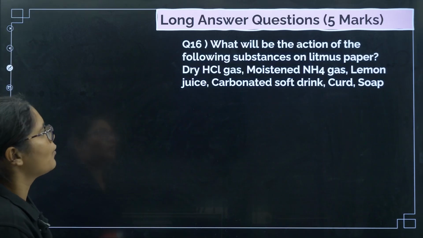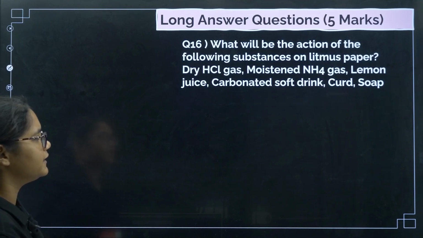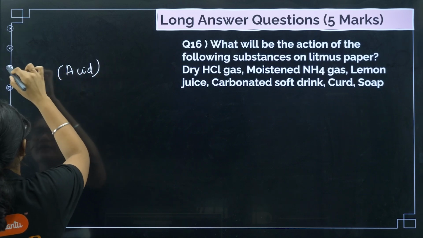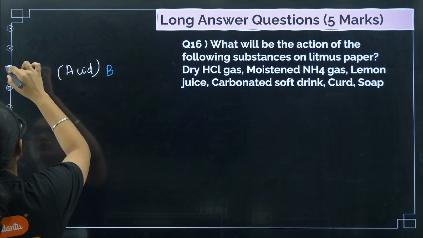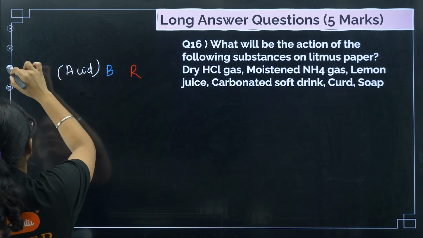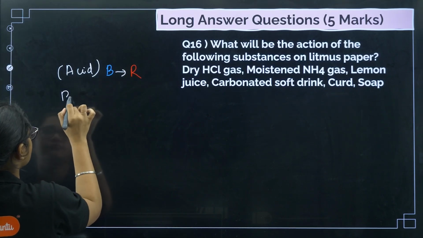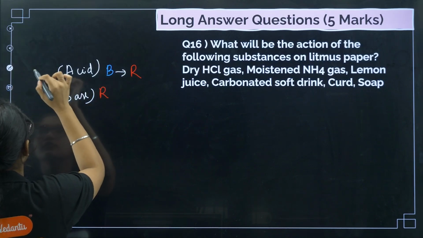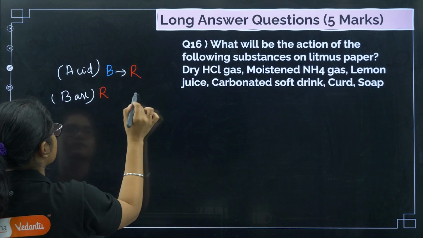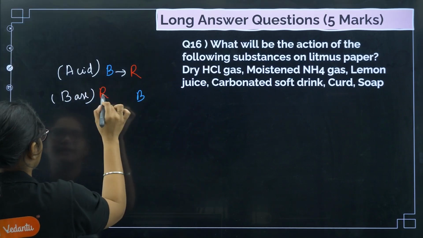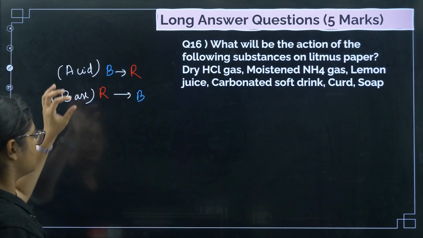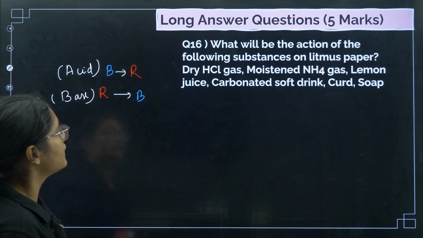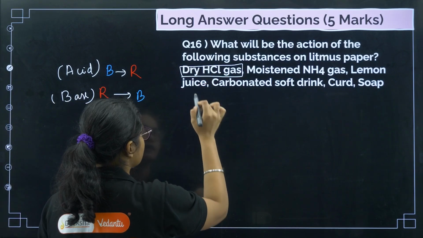Okay, next, what will be the action of the following substance on the litmus paper? So litmus paper, if you remember, if acid is there, then I can write blue turns to red. Okay, if acid is there, then blue turns to red, and if base is there, what happens? If base is there, then red turns to blue. This you should remember. It might be a little confusing. You can remember by giving any mnemonics or something, but acid turns blue litmus to red and base turns red litmus to blue.